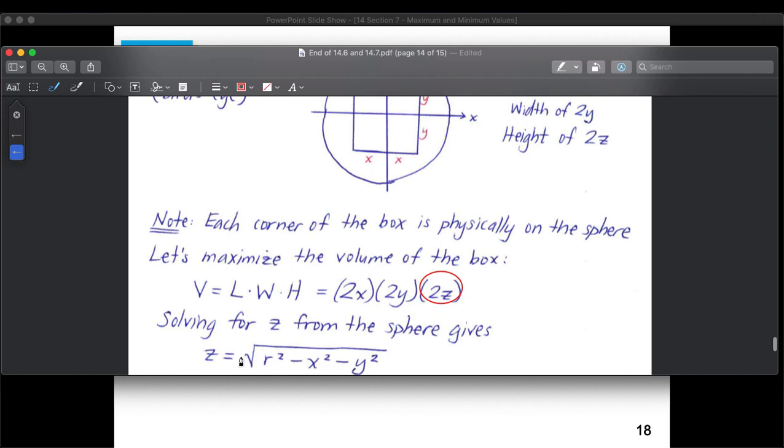Now, it should be plus or minus, but keep in mind that this is a physical object we're talking about here. And anytime you have a physical object, you always go with the positive version of the plus or minus, almost always.